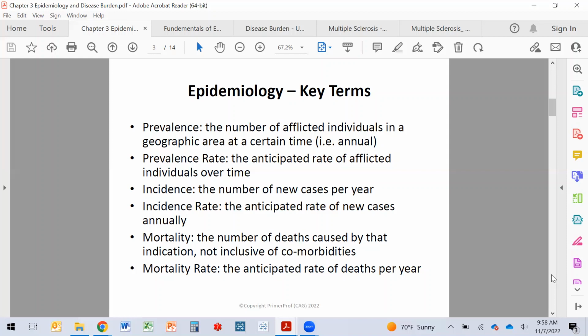The incidence is the number of new cases per year. So how many new cases of a disease come up within a year is the incidence, and that's also the incidence rate, right? So the number of new cases per year. And then finally, mortality is the number of deaths caused by that indication. And it's not necessarily inclusive of comorbidities, right? So it's basically death due to that disease or affliction. And the mortality rate is a rate of deaths per year.